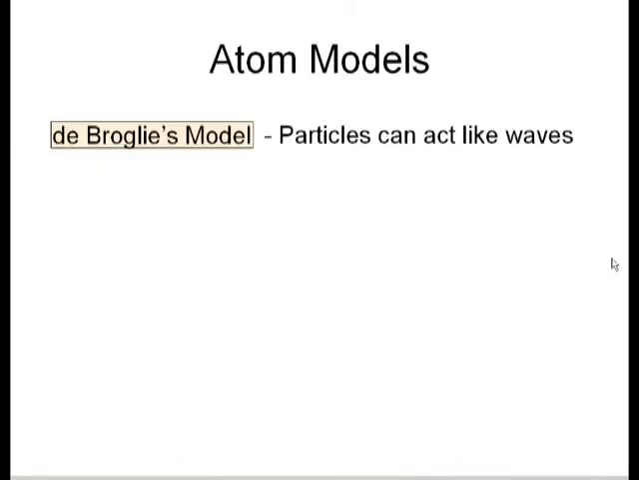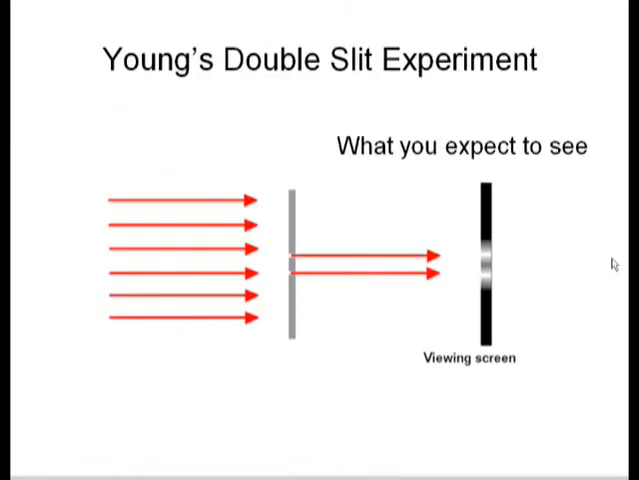So de Broglie said if waves can act like particles, well then particles can act like waves. And the only particles light enough to do that would be electrons. And sure enough, he was right. If we remember Young's double slit experiment, we shined light through a double slit, and you expect to see the light go straight through and make two bright spots. Instead, we got an interference pattern. It turns out the exact same thing happens with electrons. If we send electrons through a double slit, we get the same interference pattern, which means the electrons, the particles, are actually acting like waves.